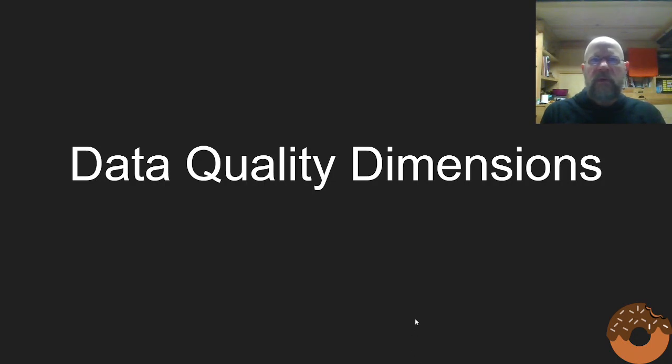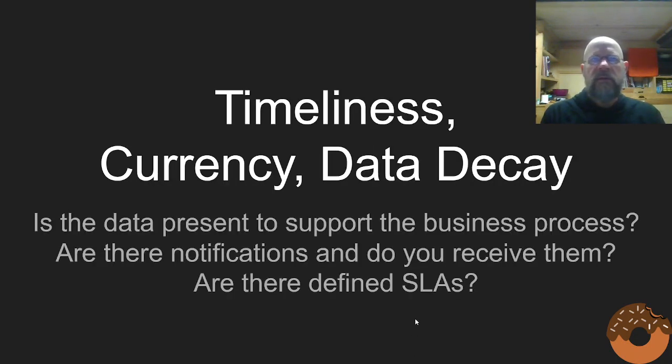First data quality dimension we're going to talk about is timeliness. You can also hear it talked about as currency, like data currency, or maybe data decay. I always like data decay, but I find that the business folks don't appreciate that at all. And some people separate these into multiple data quality dimensions, and I tend to lump them in together.